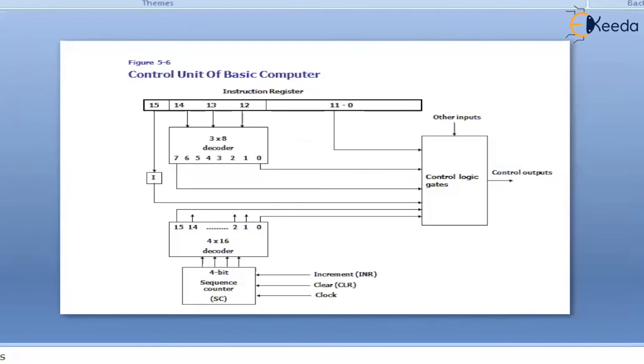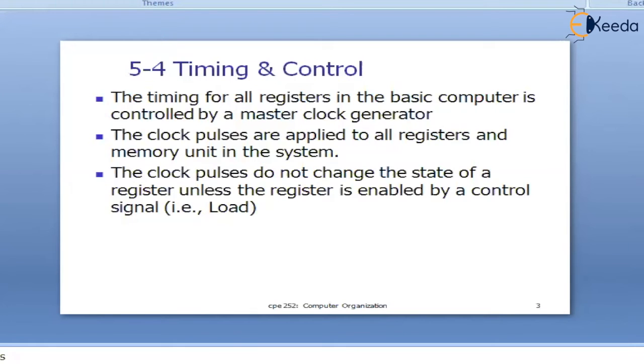Now let us have a look at what the jobs of the control unit are. First we understand the timing and control. The timing for all the registers in the basic computer is controlled by a master clock generator. The clock is going to generate a clock pulse. These clock pulses will be applied to all the registers and the main memory of the system. During the respective clock pulse, those registers will get enabled.